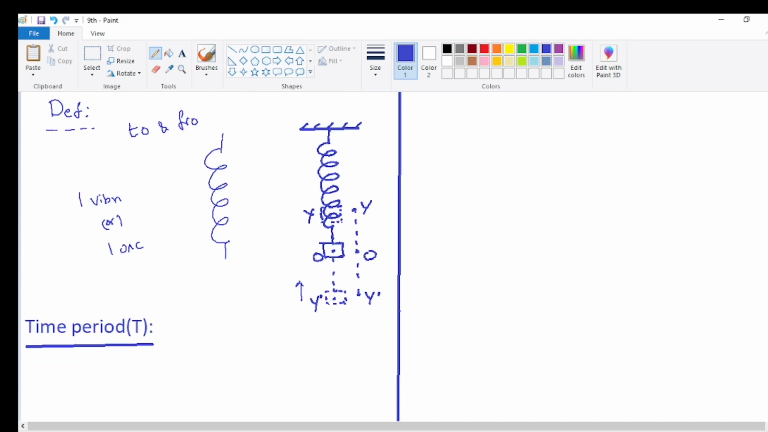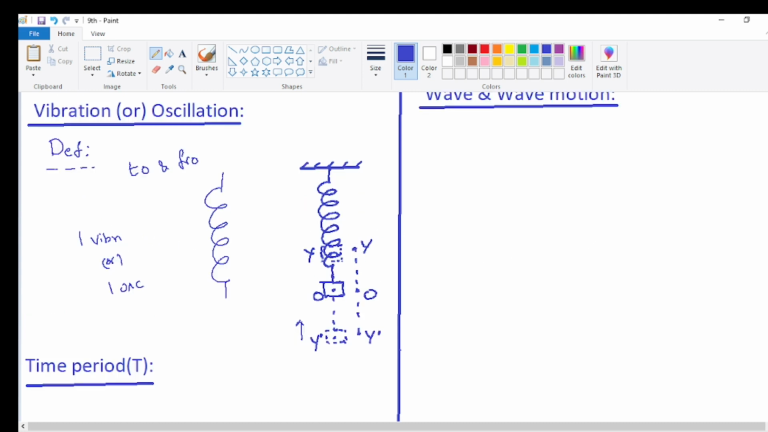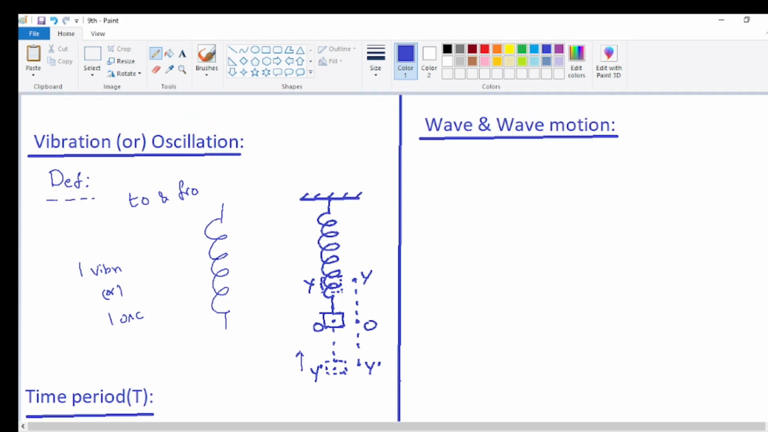So from this simple diagram itself we got two definitions. One is vibratory and oscillatory motion. Next, what is one complete vibration and one complete oscillation. And from this we are getting another very simple definition, the definition of time period. Before that, just one second. So vibration or oscillation is a very important definition.